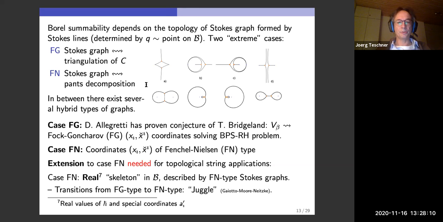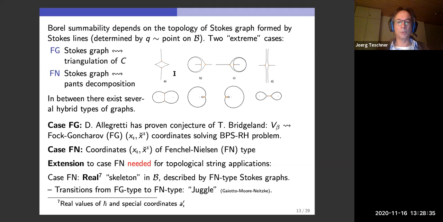So these are the Stokes graphs, and when you vary the quadratic differential, the shape varies. It may undergo jumps at particular loci in the base manifold B, and may turn, for example, from such a type to such a type. Of course, this is not immediate, it goes through some steps. And the point is that the charts are defined by a type of Stokes graph.